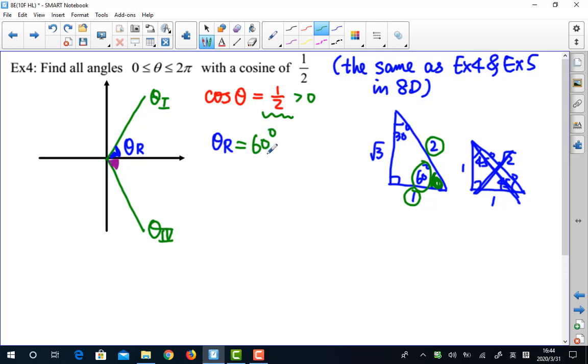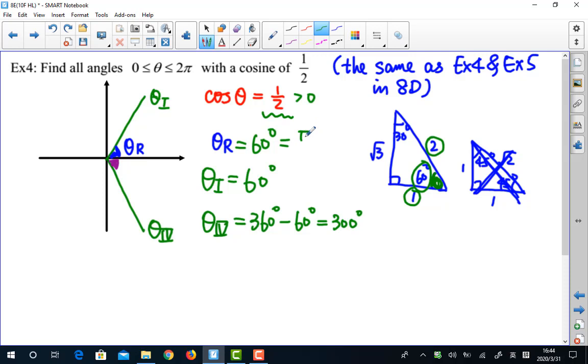After I find out the reference angle, I can find the quadrant angles based on the reference angle. So the quadrant 1 angle is the same as the reference angle, 60 degrees. Quadrant 4 angle, this rotation angle should be 360 degrees minus 60, which is 300 degrees. Of course, if you can write down the radians for the reference angle and the rotation angles in quadrant 1 and quadrant 4, that will be perfect.